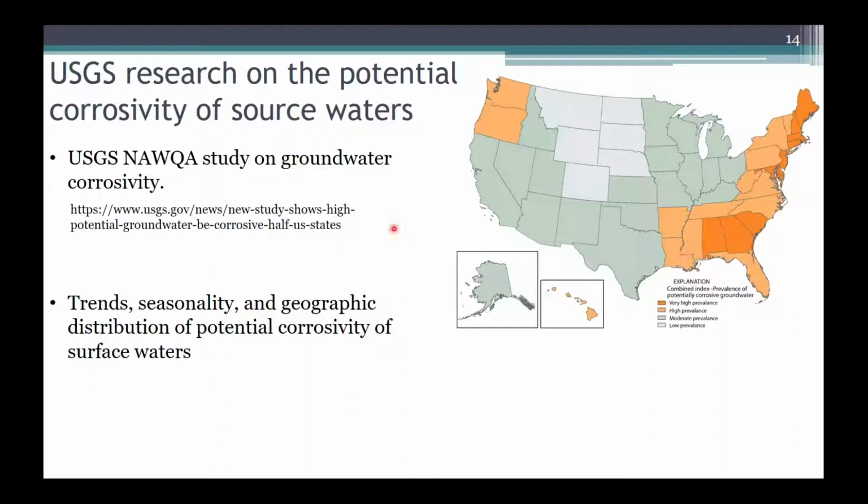So the USGS has begun conducting studies on the potential corrosivity of source waters in the U.S. The first study looked at the corrosivity of groundwater in the U.S., and this is important because private well owners are not subject to the same kinds of oversight as public water utilities. And so treatment for corrosivity tends to be up to the private well owner. Nevertheless, those groundwaters can be corrosive. And in fact, this study published by the USGS found that there was a high potential for groundwater to be corrosive in over half of the U.S. states.